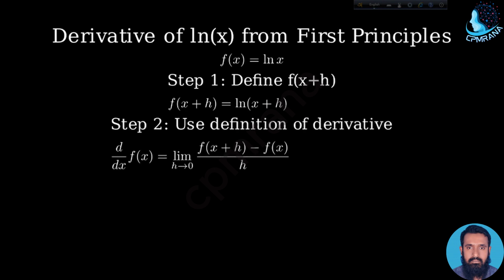Step 2. We'll use the definition of derivative. The derivative is the limit as h approaches 0 of f of x plus h minus f of x, all divided by h. Substituting our expressions, we get the limit as h approaches 0 of natural log of x plus h minus natural log of x, all divided by h.